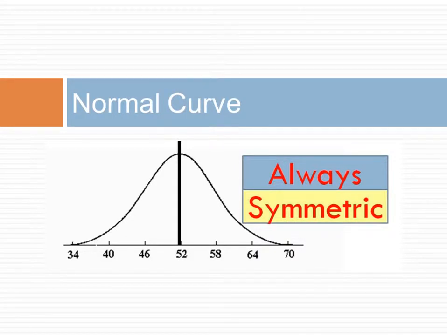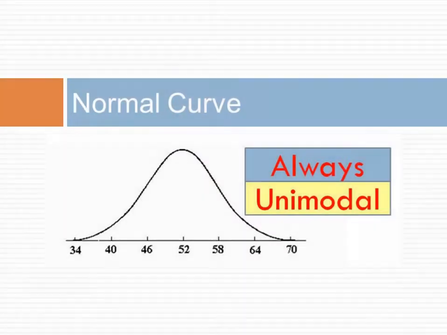Normal curves are always symmetric around their mean. The portion of the curve to the left of the mean is the mirror image of the curve to the right of the mean. They are always unimodal, meaning that it has one high peak.